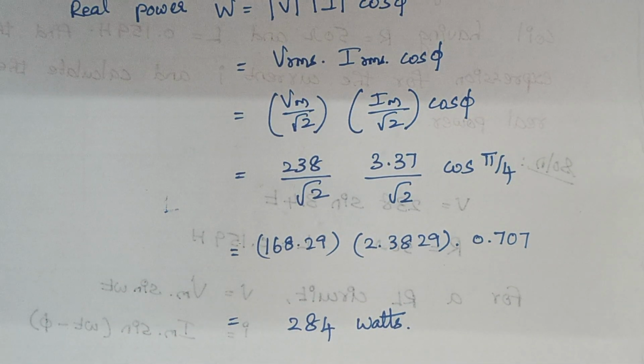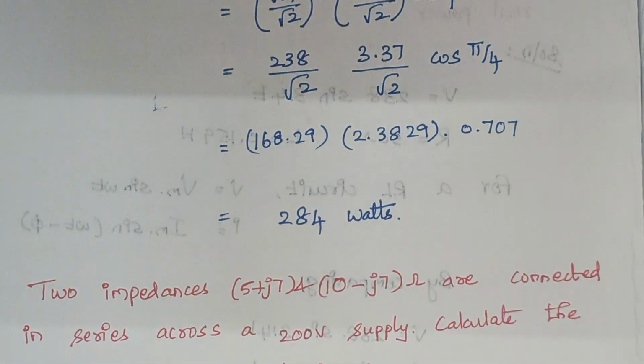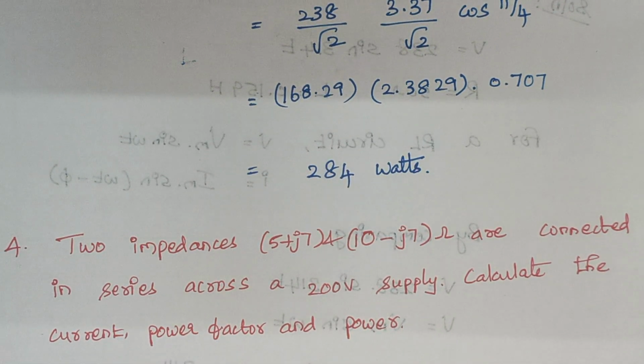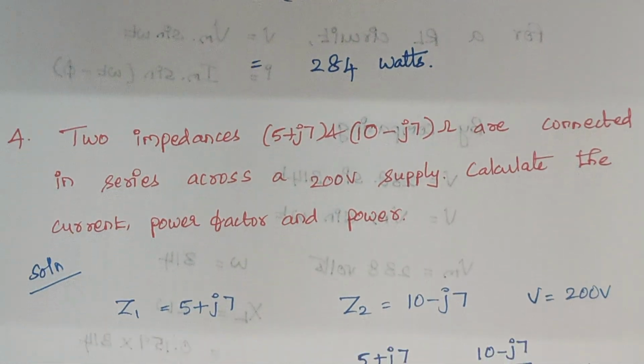Now we are proceeding with our problem number 4. Here two impedances are connected in series across a 200 volt supply. Calculate the current, power factor and power. So here we are having the impedances. The values of Z1 and Z2 are given, so you just write them.